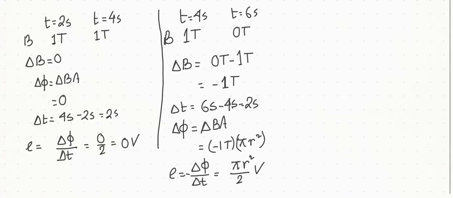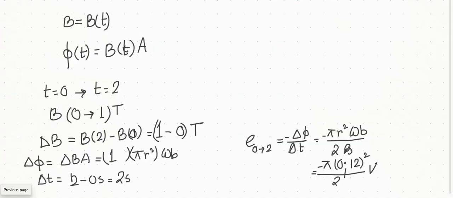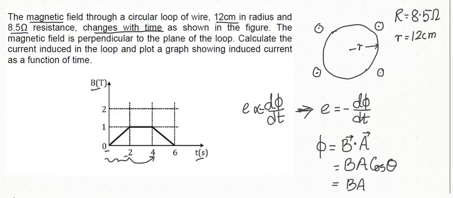Okay. Now if I try to find the current, then obviously I have to divide these EMF values by the resistance 8.5 ohm. Calculate the current induced in the loop.